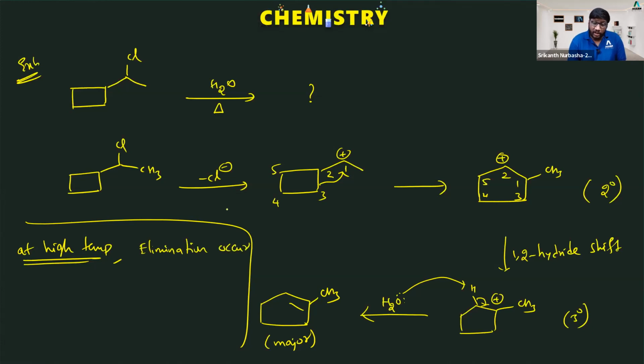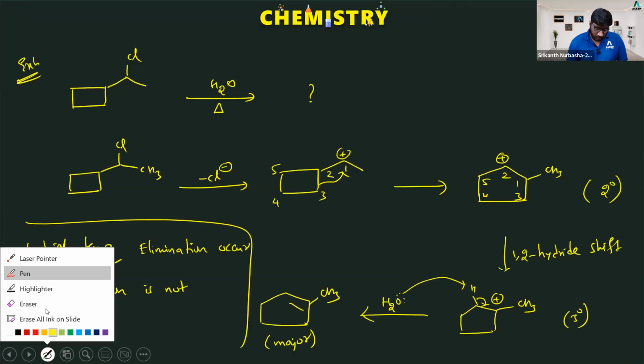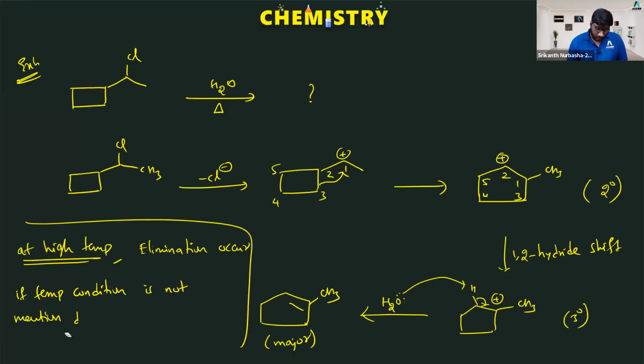That means I am doing the hydrolysis reaction only, but not at normal temperature. If they have mentioned a temperature condition, you have to do elimination. Why will elimination happen at high temperature? Because elimination involves cleavage of bonds. If the temperature condition is not mentioned, substitution occurs.